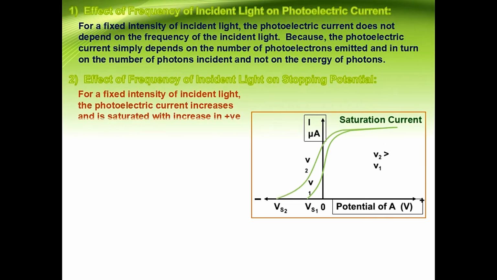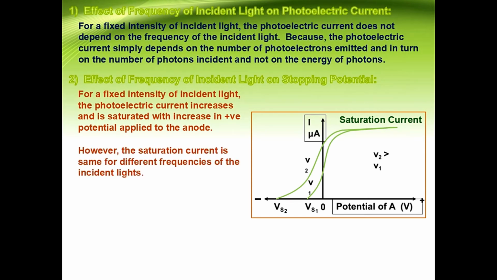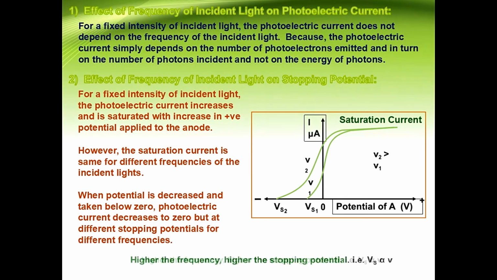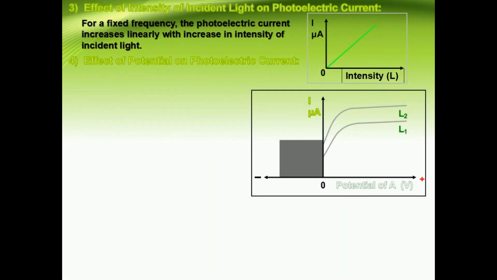Effect of intensity of incident light on photoelectric current. Let us understand graphically. So we come to understand that for a fixed frequency, the photoelectric current increases linearly with an increase in the intensity of incident light.